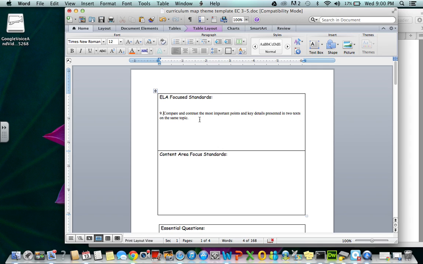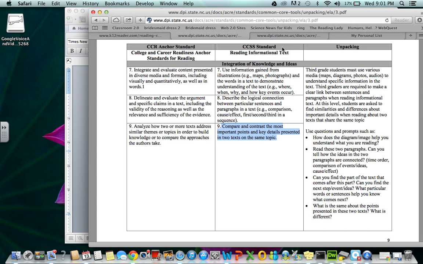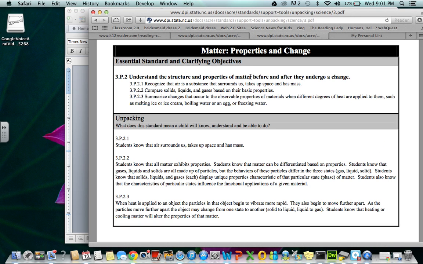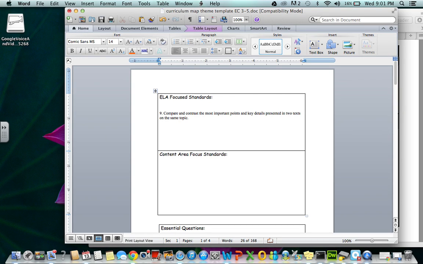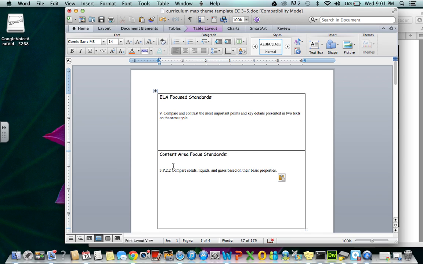Then what we're going to do is choose a content area standard that we want to cover. We're going to choose the science standard today, and we're going to add that one to the template. So we're going to go to the essential standards here, and we're going to be working with matter, properties, and change. We're going to be looking at this: compare solids, liquids, and gases based on their basic properties. And again, I'm going to copy that, and I'm going to paste that into my content area focus standards.